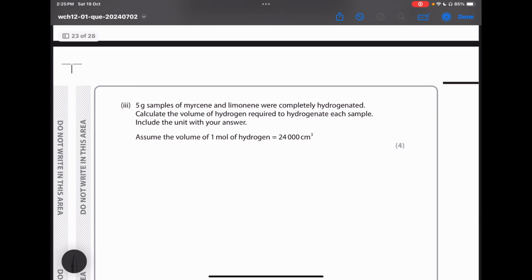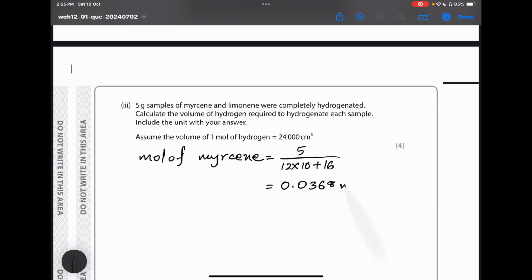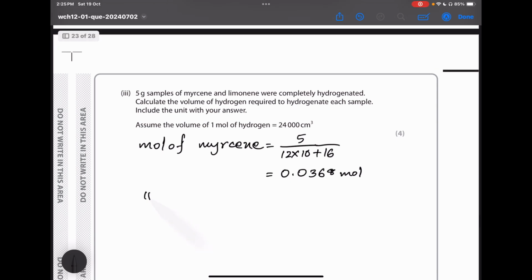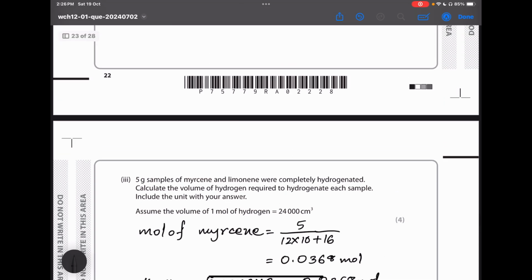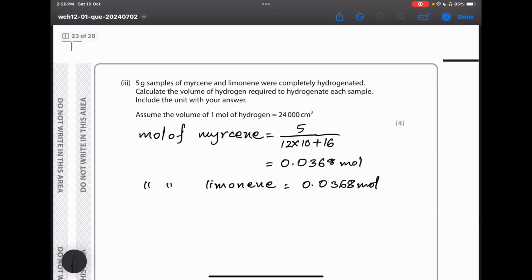Okay. Now 5 grams of sample. So we need to first write down the moles of myrcene and limonene found, right? Mole of myrcene is actually 5 divided by 12 times 10 plus 16, right? This is the molecular formula C10H16. So if that is the case, we get the moles as 0.0368 moles. So this is the moles, right? And mole of limonene is going to be the same because they have the same mass as well as the same molecular mass, 0.0368 mole.